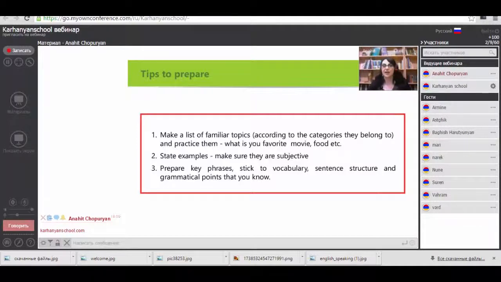Make sure they are subjective, about yourself. Prepare some key phrases, stick to vocabulary, sentence structure, and grammatical points that you know. If there is a grammatical structure that you don't know, don't use it, because it is highly possible that you make mistakes, and of course it's not good and it's not acceptable. Okay.